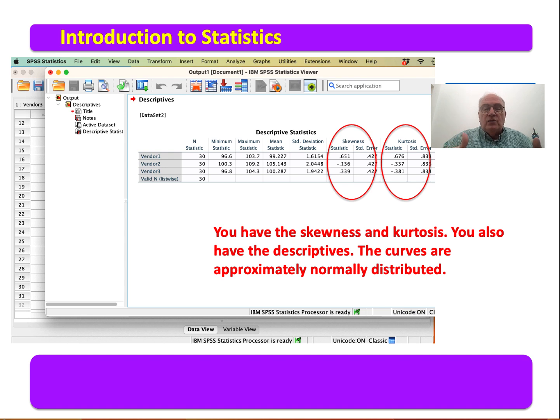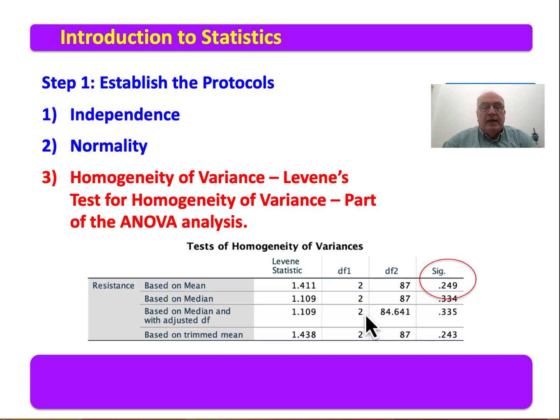We know that we have normality, but that they're approximately normally distributed. We need to look at the homogeneity of variance next. And when you actually run the ANOVA, you select, and I will show you where to do that in just a minute, Levene's test for homogeneity of variance. Remember, the variance is the same as the standard deviation.